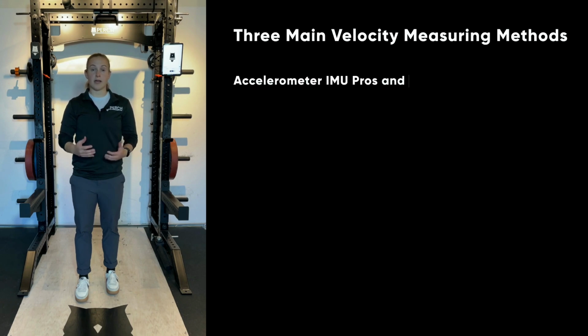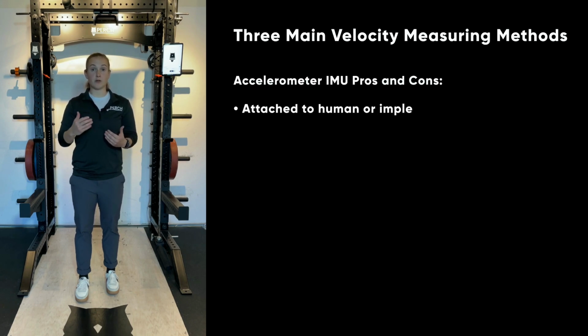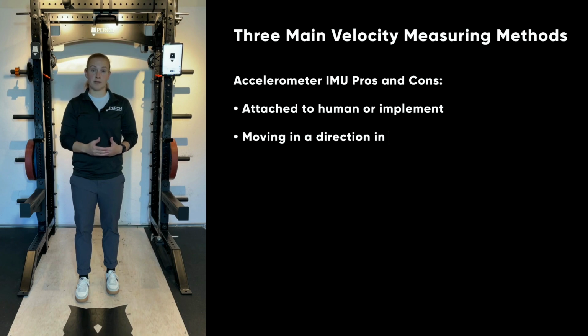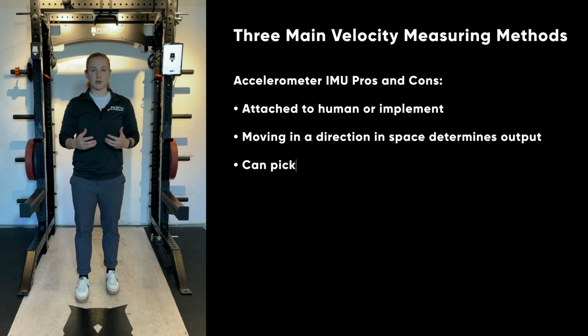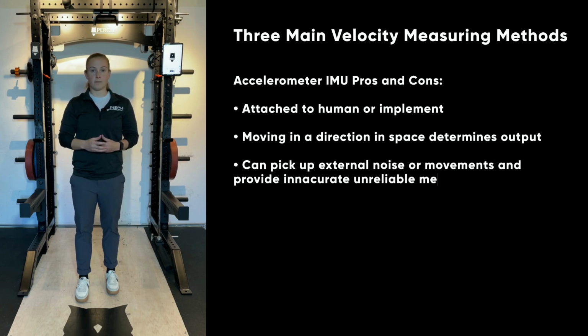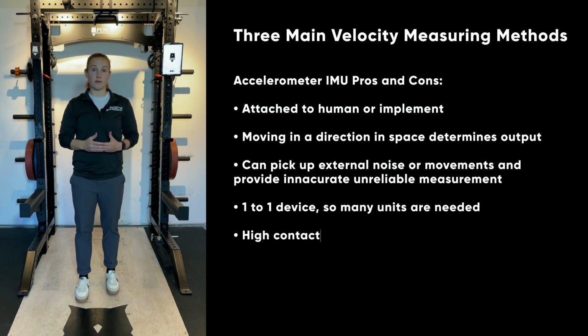Accelerometers, or IMUs, are attached to a human or a barbell. Moving in a direction in space will output a velocity reading. Because they can pick up a lot of external movement noise, the data can sometimes be inaccurate or unreliable. The device is also a one device to one person ratio, so the required amount of units is a consideration. They're also a high contact device, and so they can be easily broken.